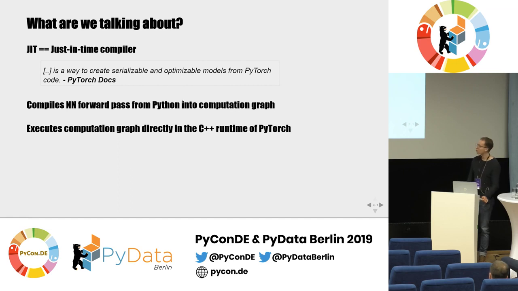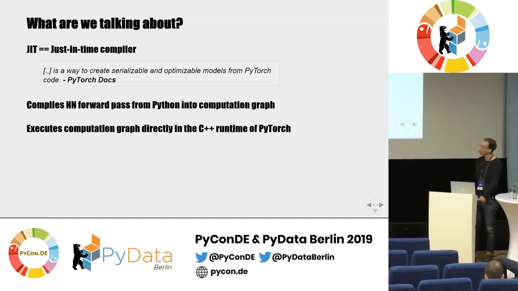Now that we've got that out of the way, what are we even talking about today? We want to learn about the JIT, which is short for just-in-time compiler. A just-in-time compiler is just a compiler that runs during the execution time of your program and just-in-time compiles the source code or the bytecode into machine code.